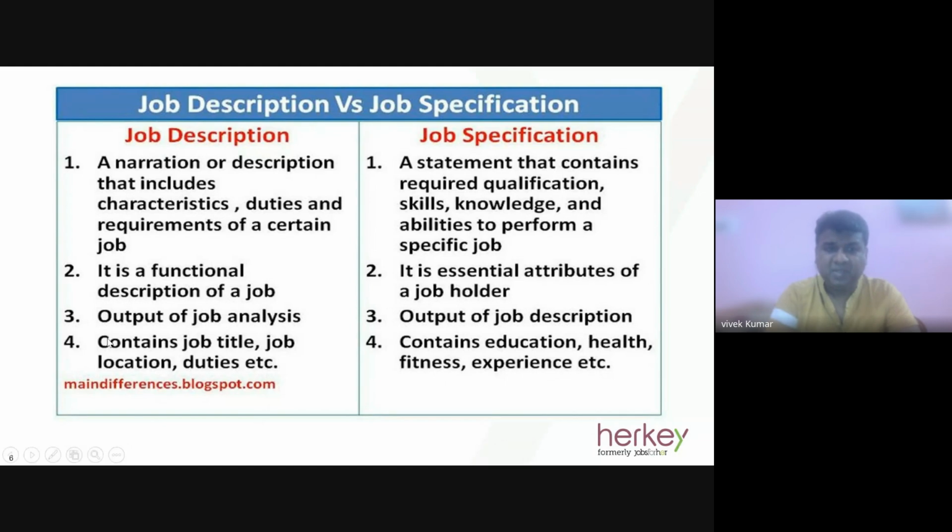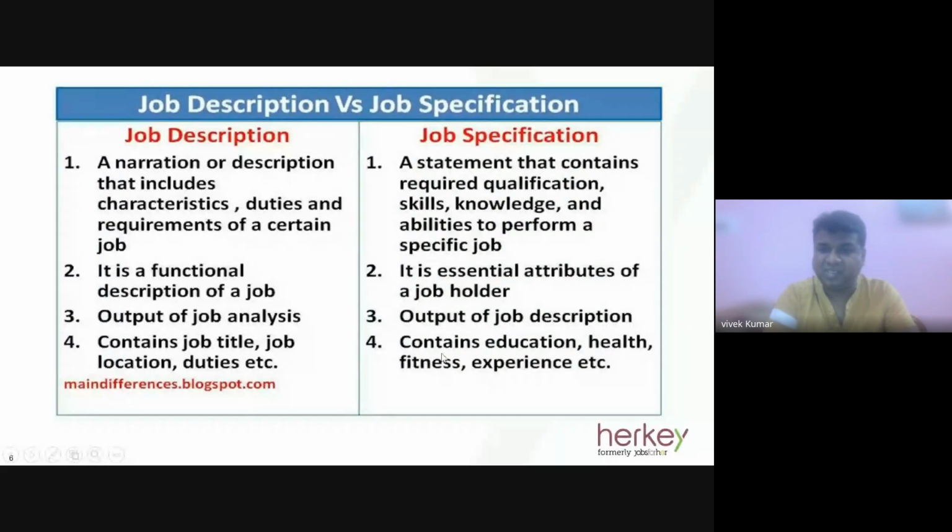Now, the final point would be it can consist of information which is normally related to, let's say, the job title. For example, in this case, it could be sales manager, Northern India. Or job location could be, let's say, Delhi NCR. And then, of course, the duties, like what I should do on a daily basis and so on.